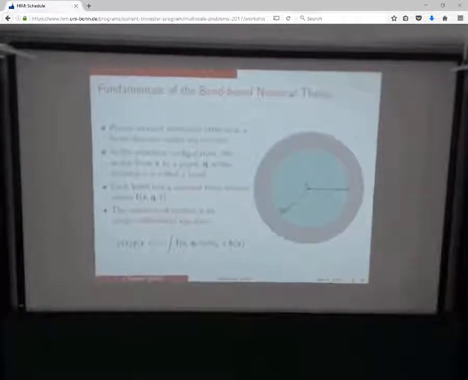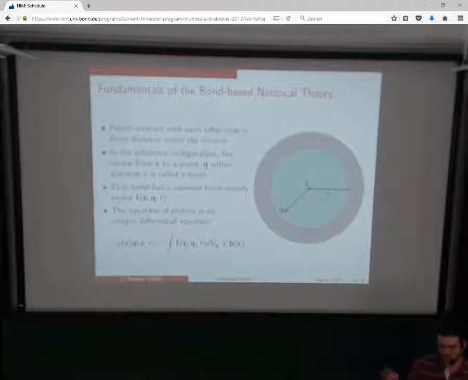All right, so fundamentals. I'll do it one more time. I mean, we've seen it 3 times, but I'll do one more. So fundamentals of bond-based nonlocal theory. We assume in the reference configuration there's a connection initially between points. And as you deform, these points that were originally connected can interact with each other over finite distances. They interact through these things that are sometimes called bonds.